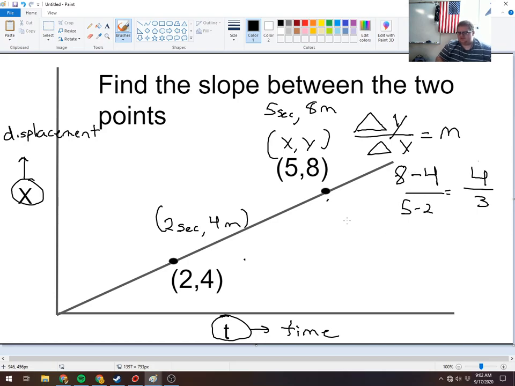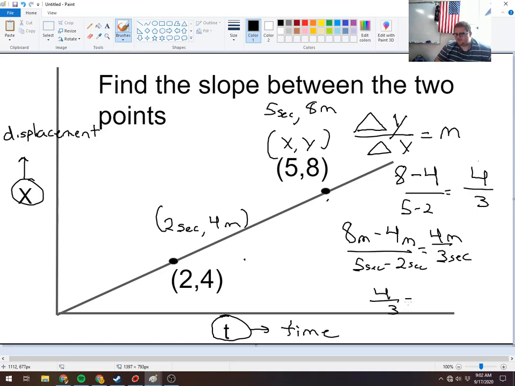Great. But what if we put that in here? What would happen? Well, let's see. I have 8 meters minus 4 meters divided by 5 seconds minus 2 seconds. Oh, interesting. So we have 4 meters divided by 3 seconds. Well, what is that? 4/3, I guess 1.3 repeating, but then it's 4/3 meters per second. So what did we just discover? This is meters per second. That must be a velocity.